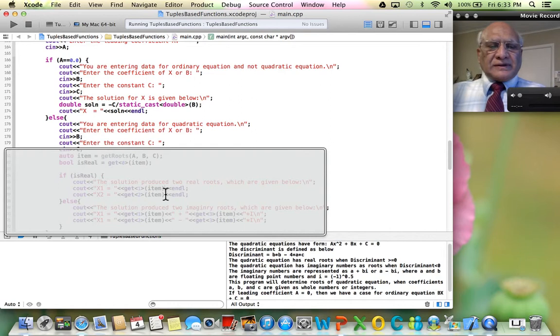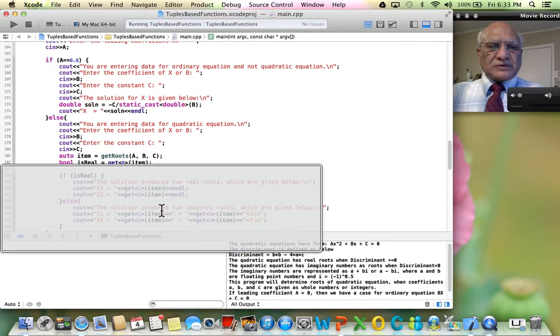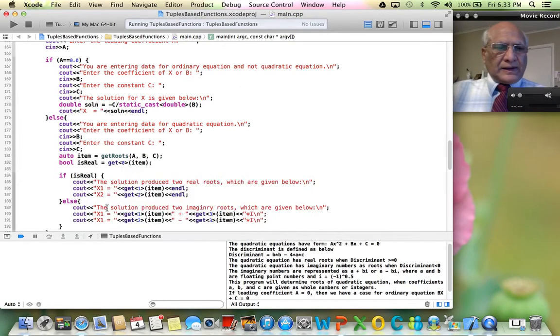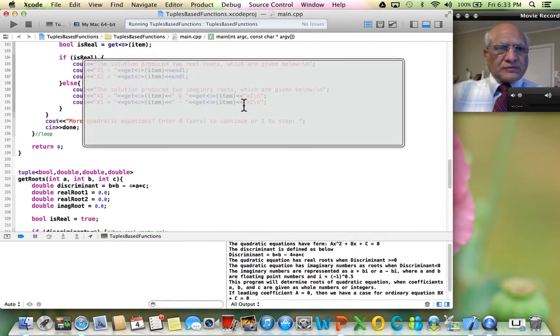But on the other hand, if is real is false, then the else block will execute, and in that case we print the solution produced two imaginary roots which are given below, and then we get items 1 and 2 for the two real parts for the two solutions, and item 3 will be the same, except in one case we'll have plus, and in the other case we'll have minus, and we're going to show again a magnified view of that.